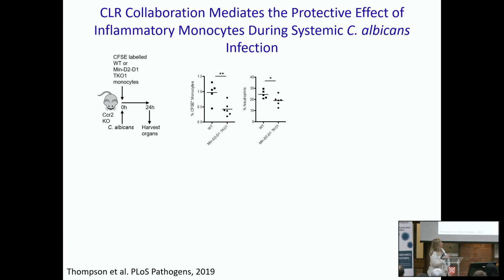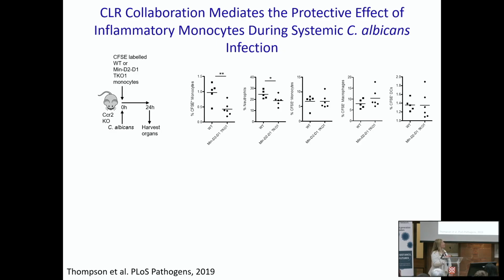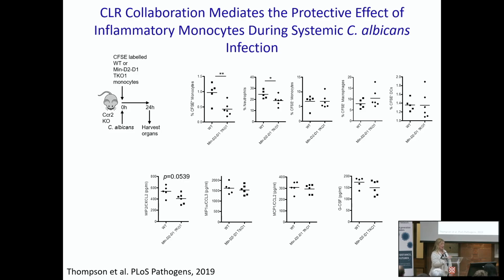But what we also saw then was that recruitment of neutrophils to the kidneys was actually reduced. We didn't see any reduction in any other type of cell recruitment to the kidneys. And when we did kidney homogenates, again, we looked for various chemokines, and we saw a bit of a reduction in the CXCL2, which we think is what's causing the reduced neutrophil recruitment.